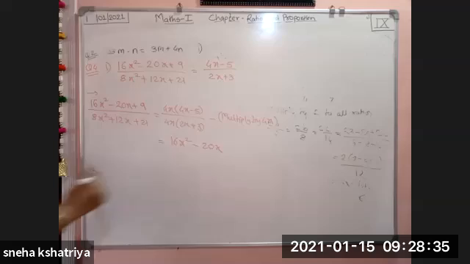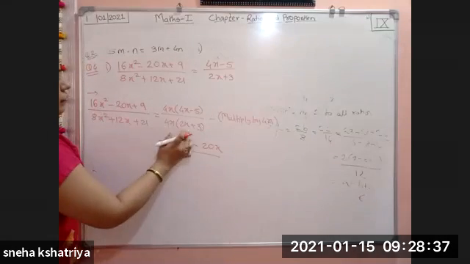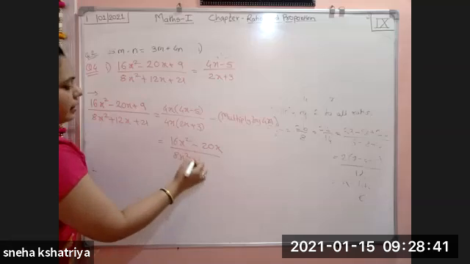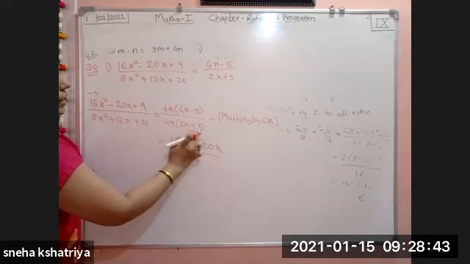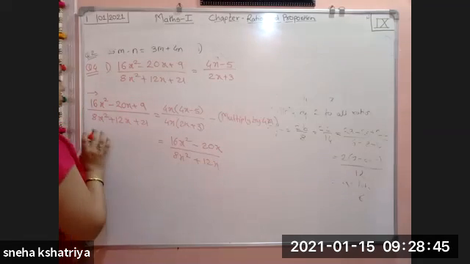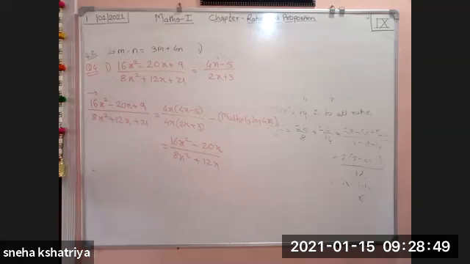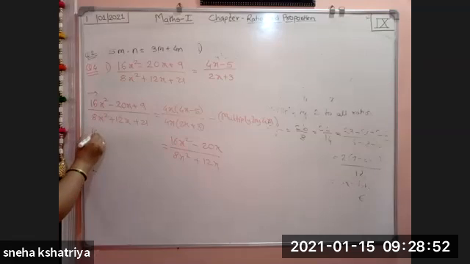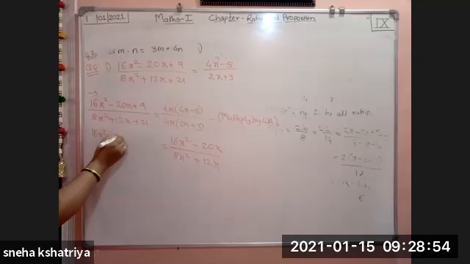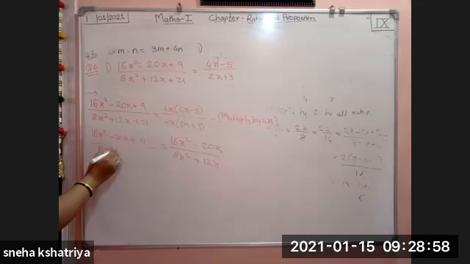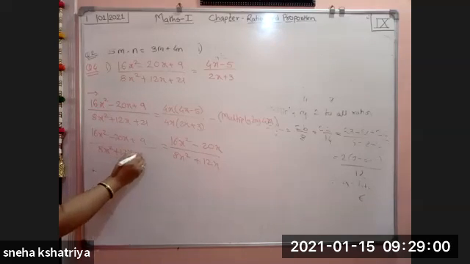At the denominator, what will we get? 4 into 2, 8x square, and here addition is there, so 4x into 3, 12x. Whatever is here will come here. So here we will have 16x square minus 20x plus 9 divided by 8x square plus 12x plus 21.